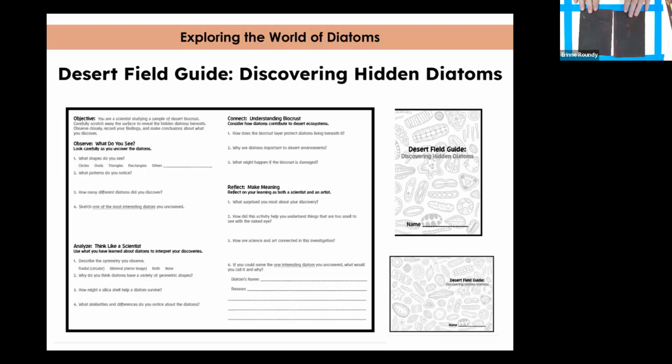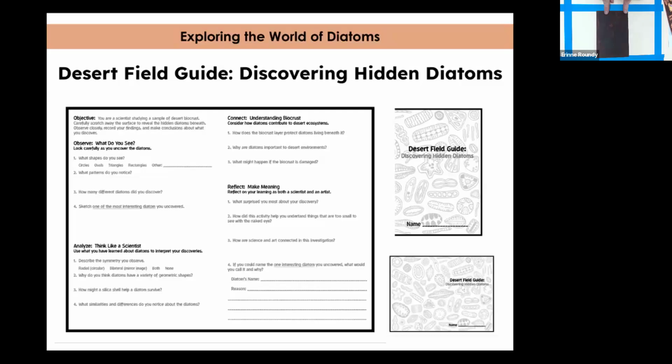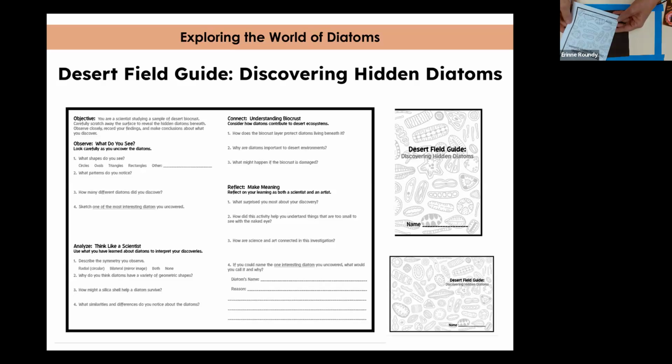So once you have your diatoms covered in the biocrust, your scratch art is ready to go. You're going to invite your students to exchange. So they'll pass around. You can make it fun where maybe you gather them and then repass them out. And so they are going to receive their own biocrust section that they don't know what's underneath. And as every good scientist keeps track of all their findings, I have put together a desert field guide to help them discover their hidden diatoms by highlighting 4 areas of focus.